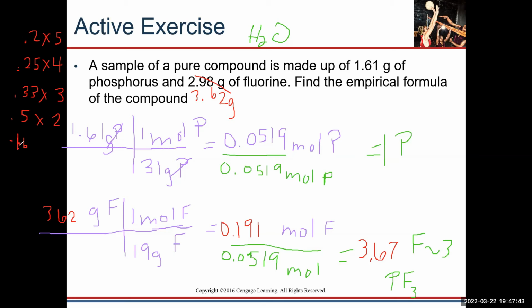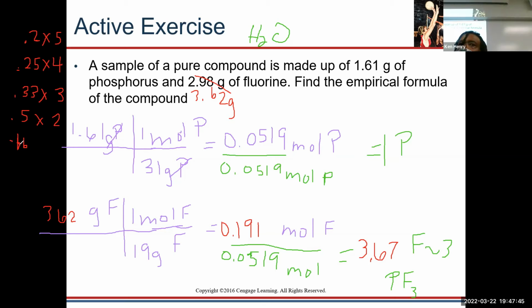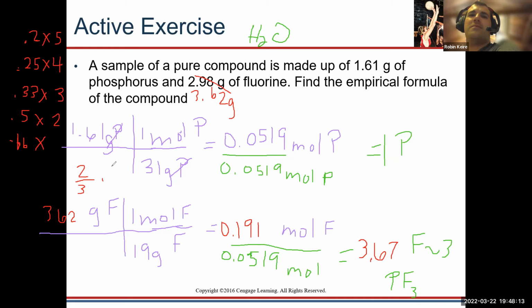You can't. Are you sure? 0.66, same thing as 2/3. So if I have 2/3, what can I multiply 2/3 by to make it a whole number? How can I get rid of the third? What would I multiply by? You multiply by 3 halves, or multiply by 3, right? I just multiply by 3 to get rid of the third.